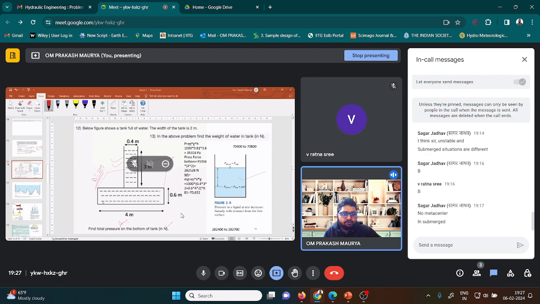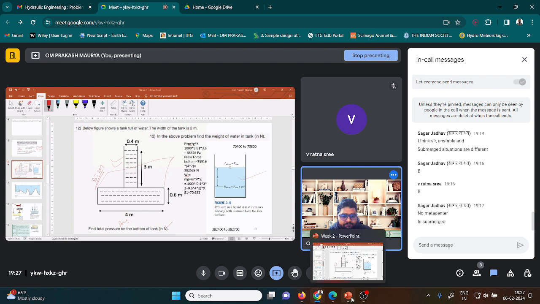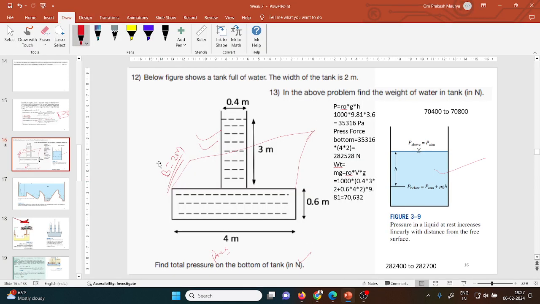Okay, we'll move on with the question. Let me explain. This question is asking about the pressure force at the bottom. Pressure force is nothing but force. As you know, pressure is equal to force by area, so here we can calculate force is equal to pressure times area.